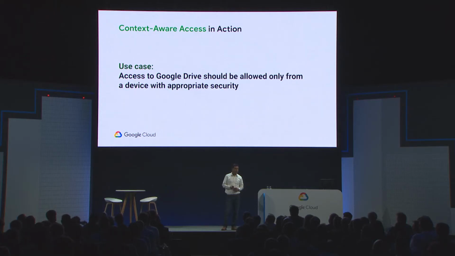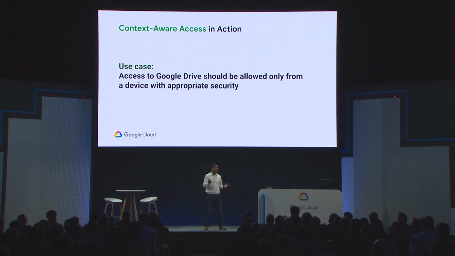So I'll walk you through all these 3 use cases over the next few minutes. So the first use case that I mentioned is context-aware access for G Suite. And this has been in beta for a few months now, and many of you have already tried it out. So the good news is it's now in GA. So if you're waiting for the product to go GA, please go back and try it out again.